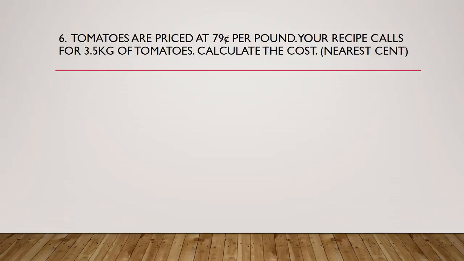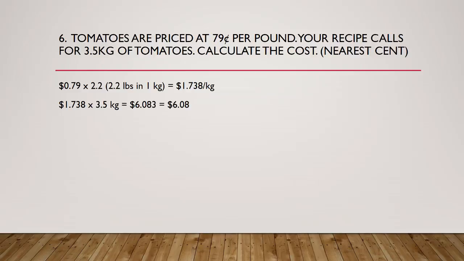Number 6, our tomatoes are priced at 79 cents per pound. Your recipe calls for 3.5 kilograms of tomatoes. Let's calculate the cost, again, rounding off to the nearest cent. So we have a unit price of 79 cents per pound, but we have the units desired at 3.5 kilograms. We need to convert one to the other. So let's take the per pound price of 79 cents and multiply it by 2.2, the amount of pounds in a kilogram, and that will give us the cost of 1 kilogram, which is $1.738.